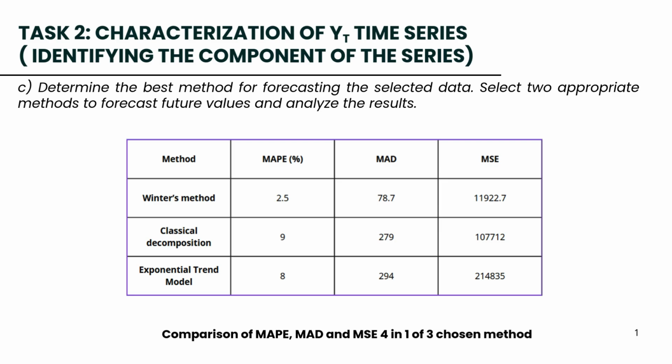Although its MAPE is slightly higher than the trend model, 9% compared to 8%, its MSE is roughly half that of the exponential trend model, approximately 100,000 compared to 214,000, showing that the exponential trend is the least compatible forecast model for this dataset, because the gap between MAD and MSE is much larger compared to the other methods.